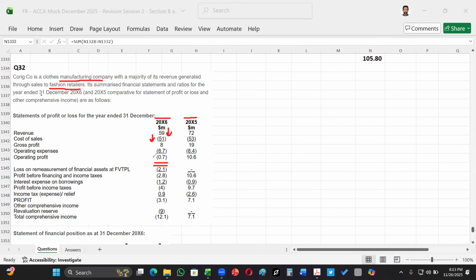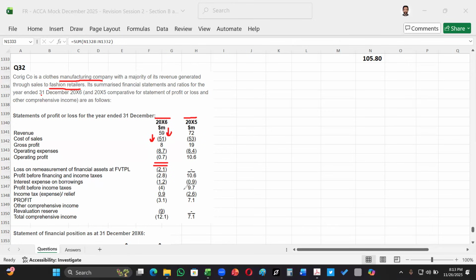Already we were running a negative operating profit, and there is some more loss on the remeasurement of the fair value through profit and loss financial asset. Then we have this profit before financing and income tax. These are the terms from the new standard, IFRS 18. And then we have this interest expense on borrowing. The interest expense has also increased. Maybe there is some increase in the borrowings as well. Let's see. And then there is this profit before income taxes.